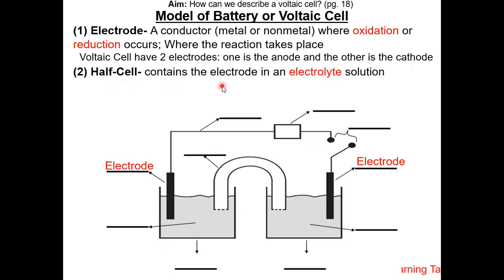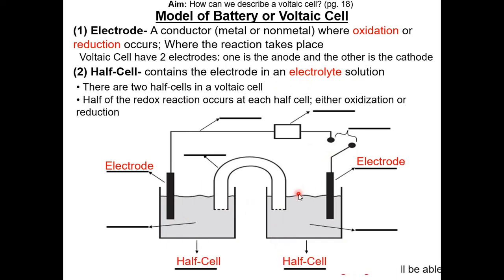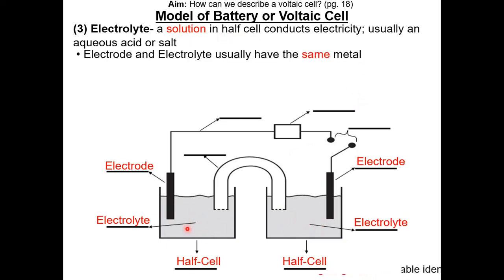A half cell contains the electrode in an electrolyte solution. There are two half cells in a Voltaic cell. Half of the redox reaction occurs in each half cell, either oxidation or reduction. So if oxidation is occurring at this half cell, then the other half cell will be doing reduction. Electrolyte is a solution in the half cell that conducts electricity, usually an aqueous acid or salt. The electrode and electrolyte usually have the same metal.